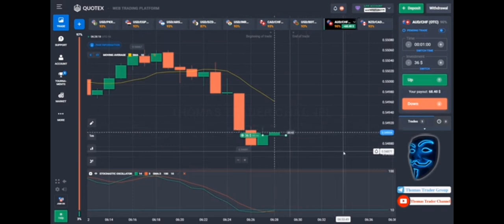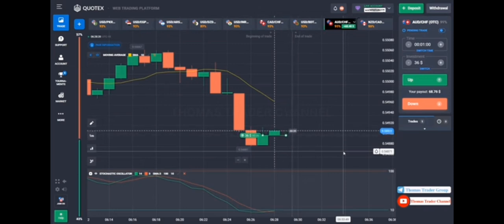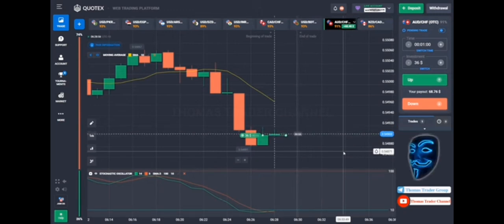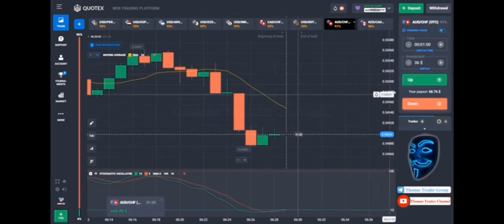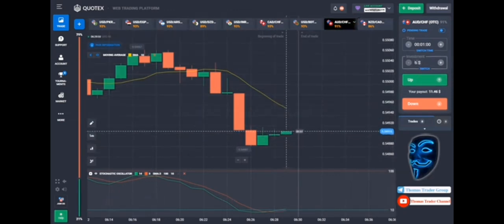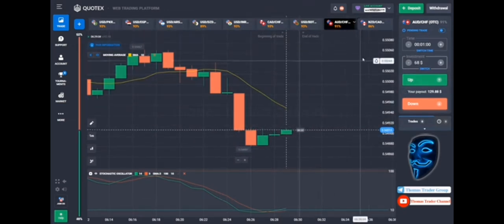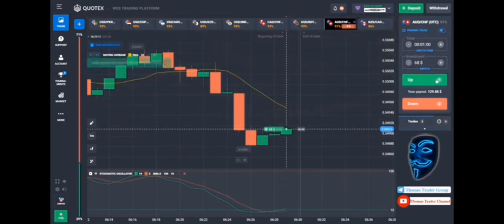Let's brave it and let's wait till the end of our trade. We made a right prediction over here. We made a profit of $68. Let's change our investment into $68. Over here we still can open buy for 1 minute.